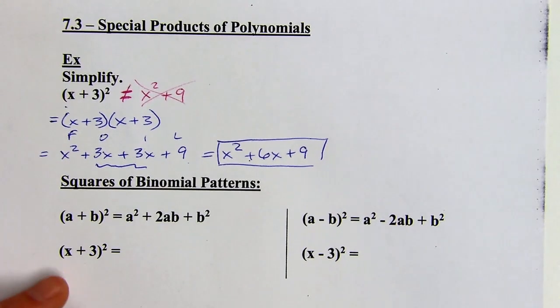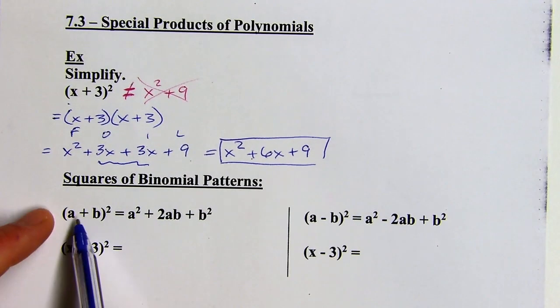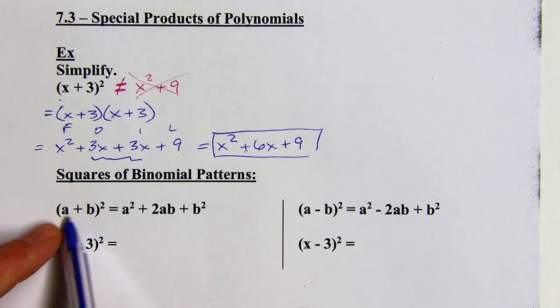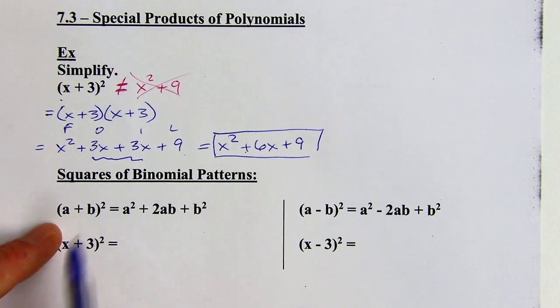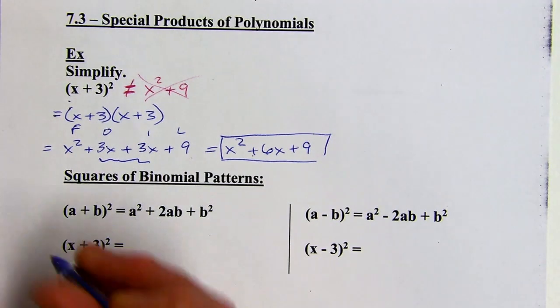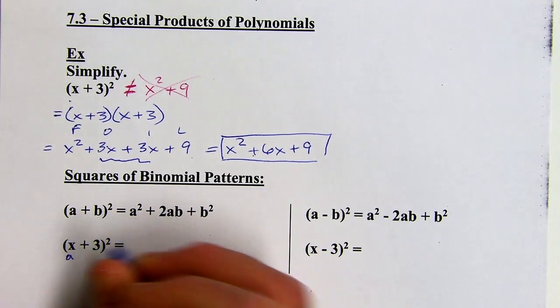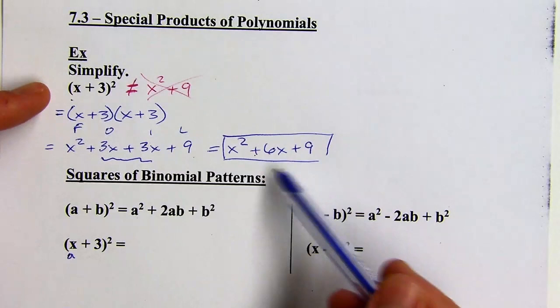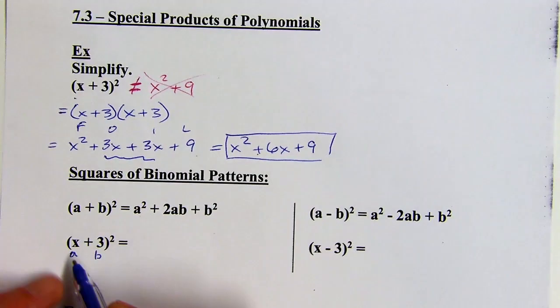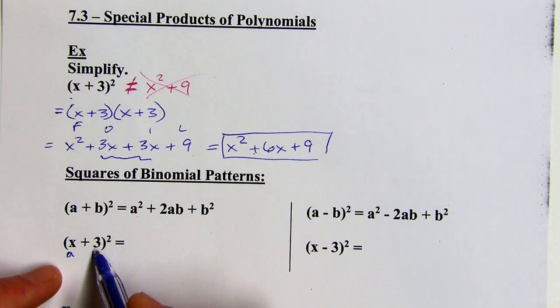Okay, so here is the pattern when you're squaring binomials. So this is when in your binomial you have something plus something else. Okay, so our a and our b are just generic, and it's going to follow this pattern. So let's say, when we're doing this example, I mean this is the same problem, so it should come out to this. But let's try it using this pattern. So the x is going to be my a, and the 3 is going to be the b.